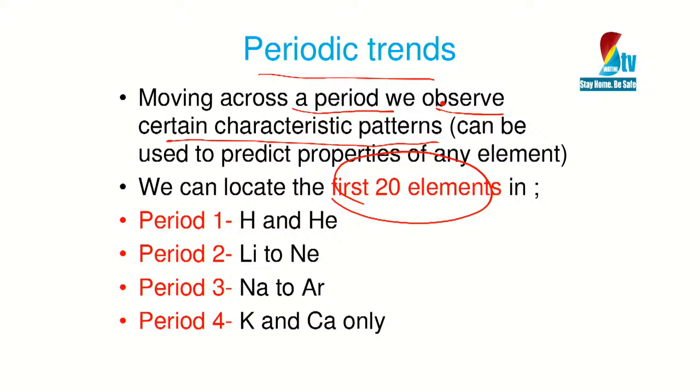Hence, judging from the periodic table which you have in front of you, I expect you to see that in period 1, we only have hydrogen and helium. In period 2, we have lithium moving horizontally up until neon. And in period 3, there is sodium up to argon. In period 4, we then have potassium and calcium only. And by saying only, I do not mean that's the end of the periodic table. I just mean our first 20 elements.